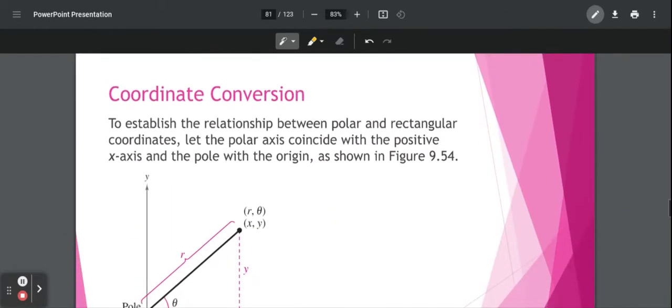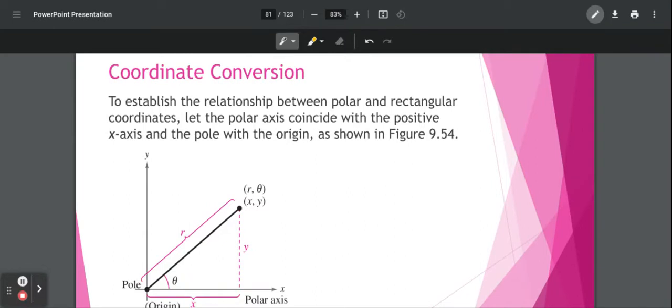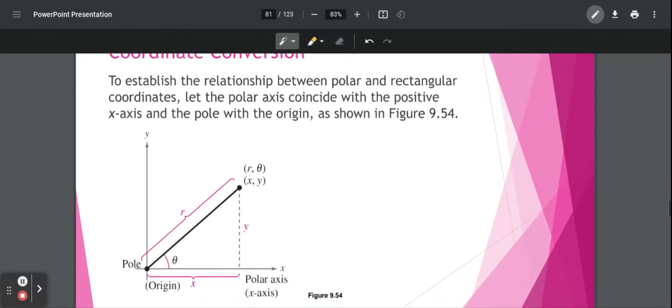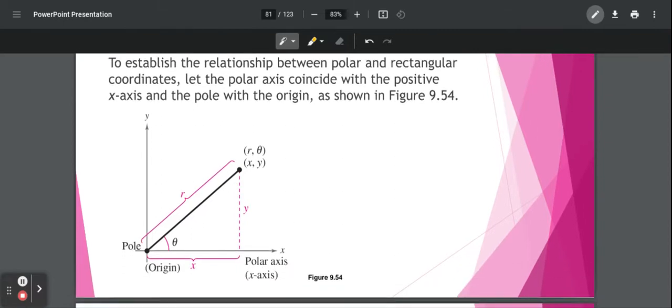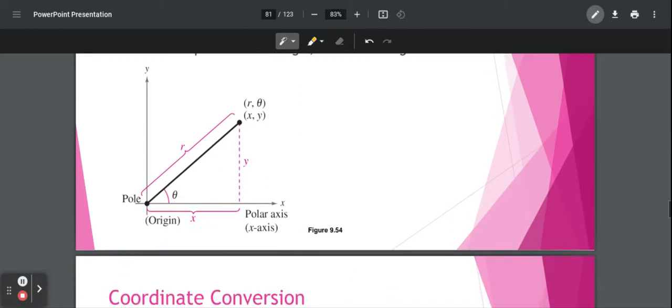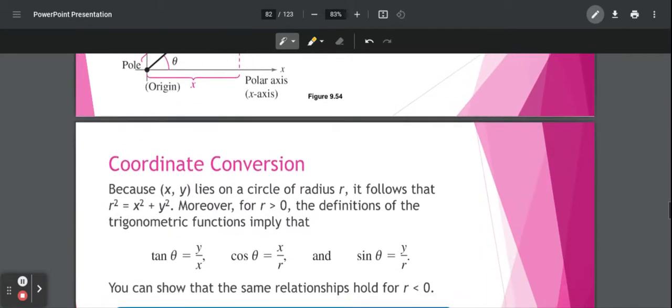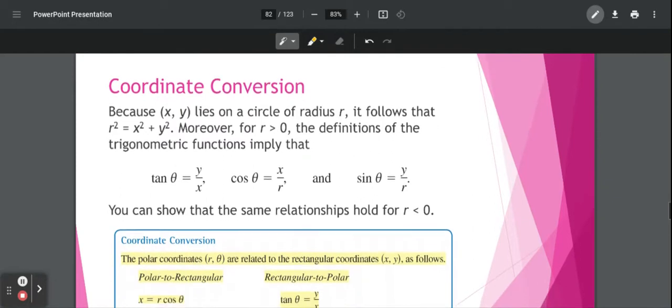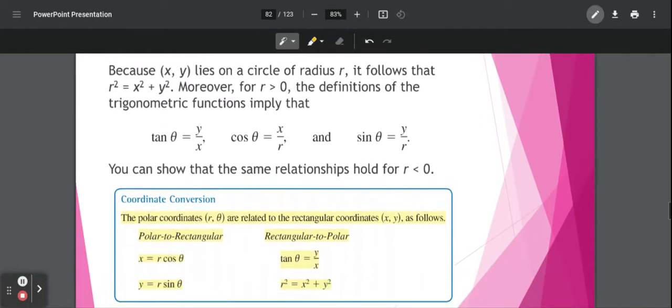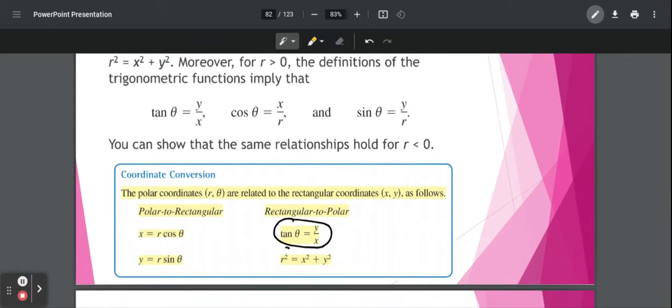And then the coordinate conversion. If you have an x and a y coordinate, it really just matches right up with that polar grid. So your r theta coordinates with the point x and y. And so these formulas will hopefully look familiar from previous chapters. If we need to find theta, if we're given x and y, we're going to use the formula that the tangent of theta equals y over x, and that r squared equals x squared plus y squared. So that's if we need to go from rectangular to polar.